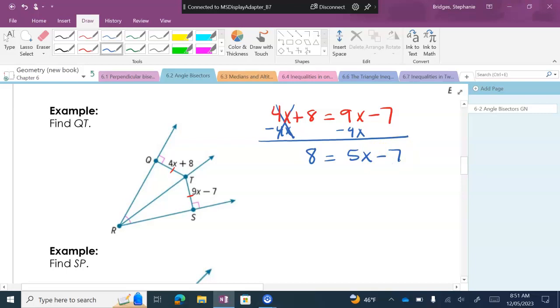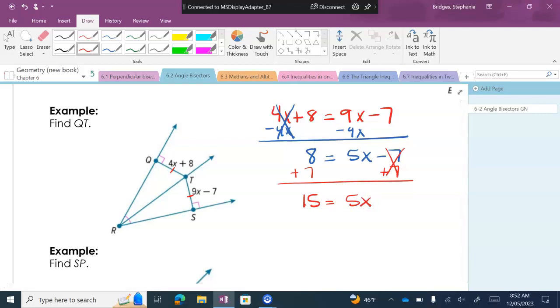Now I want to get that 7 all by itself. So, I'm sorry, not the 7. I want to get the 5x by itself. So I'm going to add the 7 on both sides. That gives me 15 is equal to 5x.